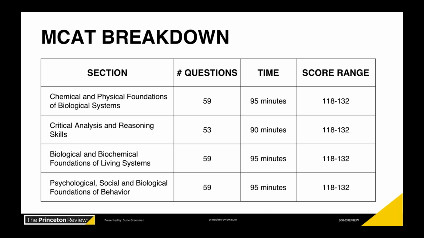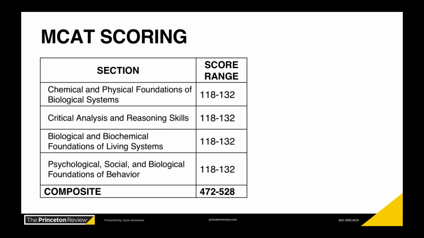So a lot of that is going to be a little bit challenging, especially if you're still in school and you haven't necessarily seen a lot of research. So the score ranges, you'll see here that each of the sections are broken up into from 118 to 132. Why? I wish I could answer that, but yeah, it's a mystery. So that means that your composite score is anywhere from 472 to 528.